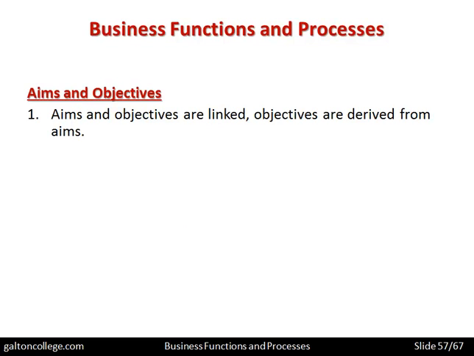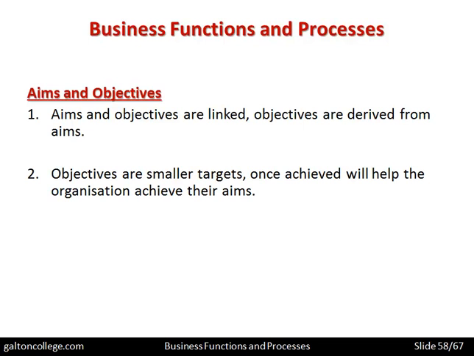Aims and objectives are linked, and objectives are derived from the aims. As I said earlier, the objectives in a sense cascade out of the aims. The objectives then, in a sense, move through the various layers of the structure of the business and give focus to each one of those, and the achievement of those objectives will thereby be aggregated into the achievement of the aim.